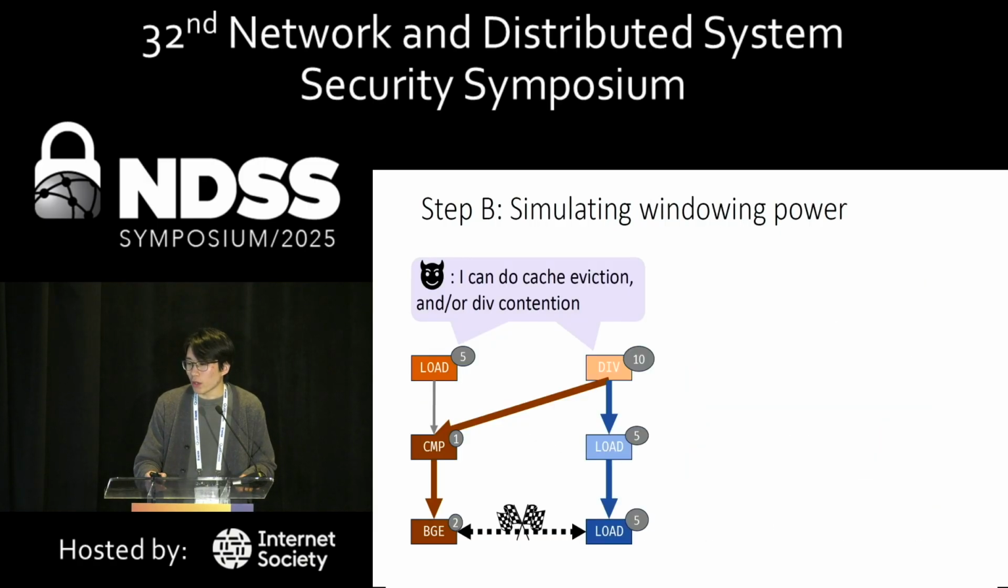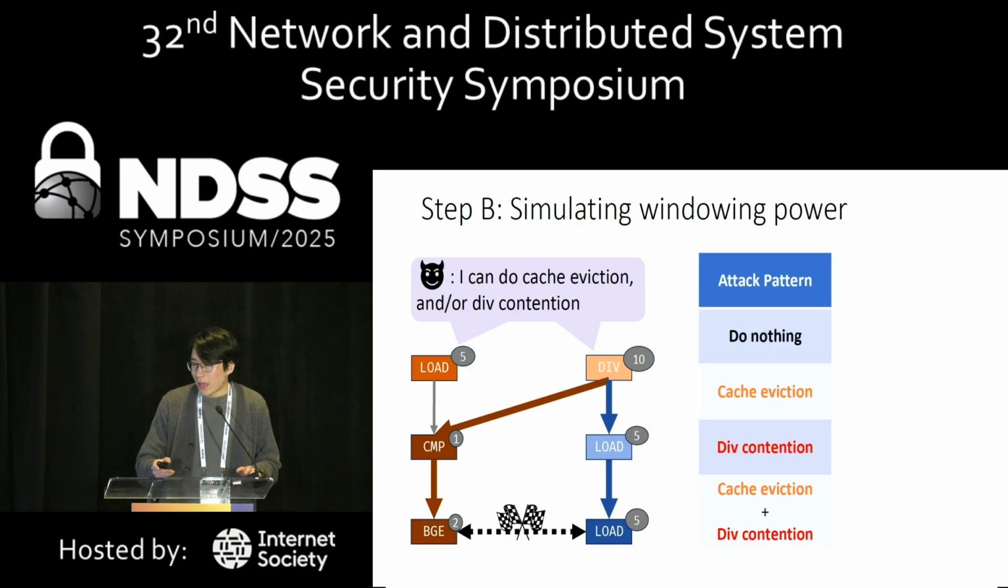With this modeling, we then simulate the strong windowing power we mentioned earlier. With the strong windowing capability we mentioned earlier, there are two possible operations the attacker can perform to affect the timing of this gadget. One is cache eviction of the boundary value, and two is the division unit contention. As a result, there are 4 possible attack patterns as combinations of the 2 possible operations.